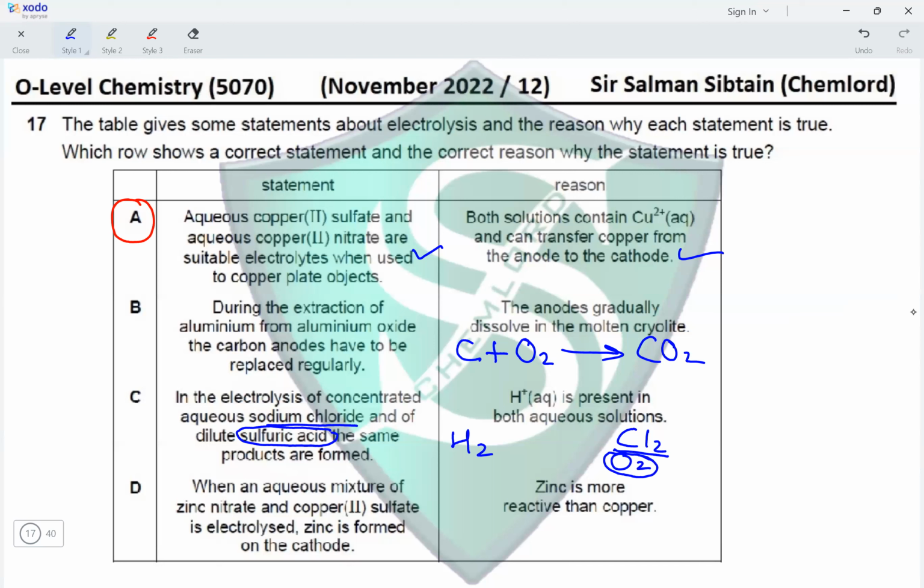When an aqueous mixture of zinc nitrate and copper 2 sulfate is electrolyzed, zinc is formed on the cathode. Okay. So copper is less reactive than zinc. So zinc is more reactive than copper, yes, but that is the reason it is not formed on the cathode. Copper is formed on the cathode. Copper is produced because it is less reactive than zinc, and as well it is less reactive than hydrogen. So copper is produced at the cathode, not zinc. So this is the reason why all other options are incorrect, making option A the correct option for this question.